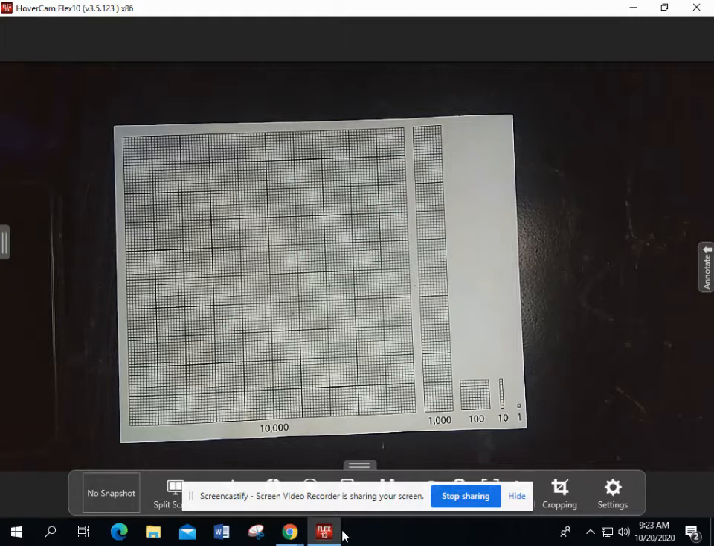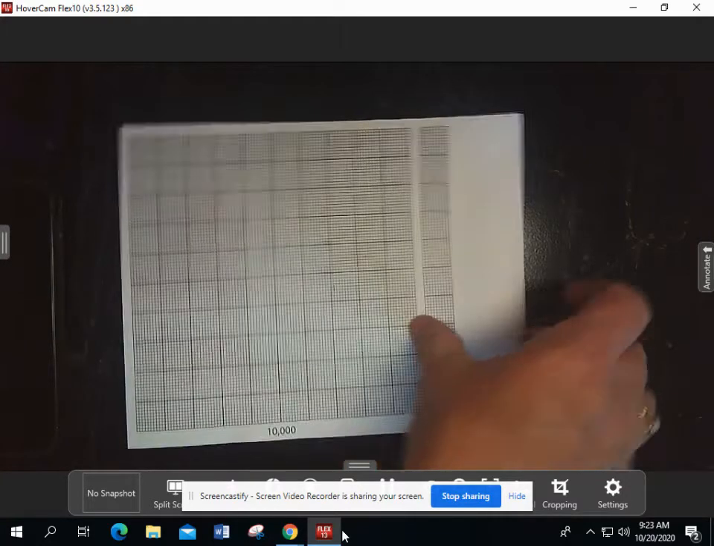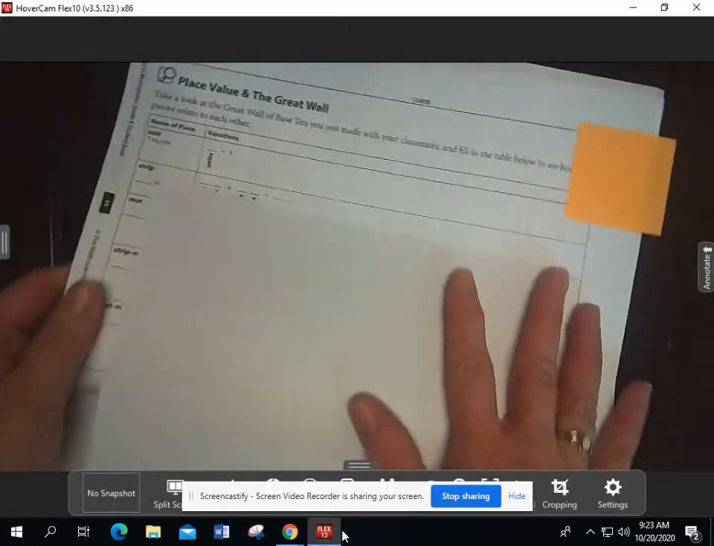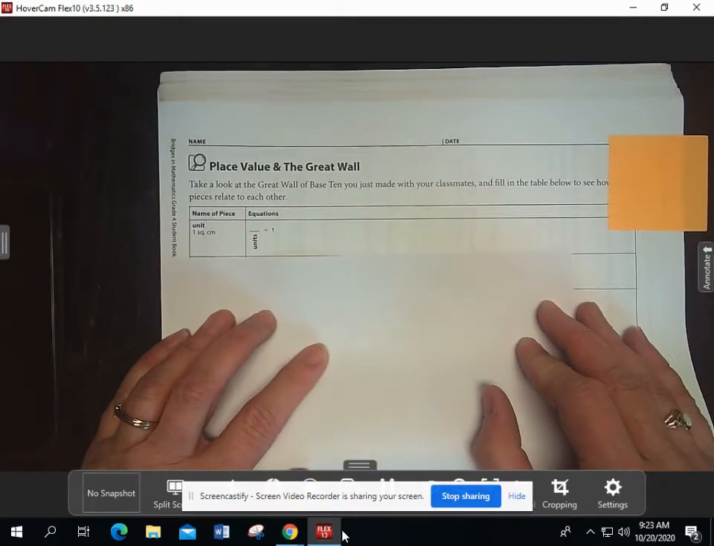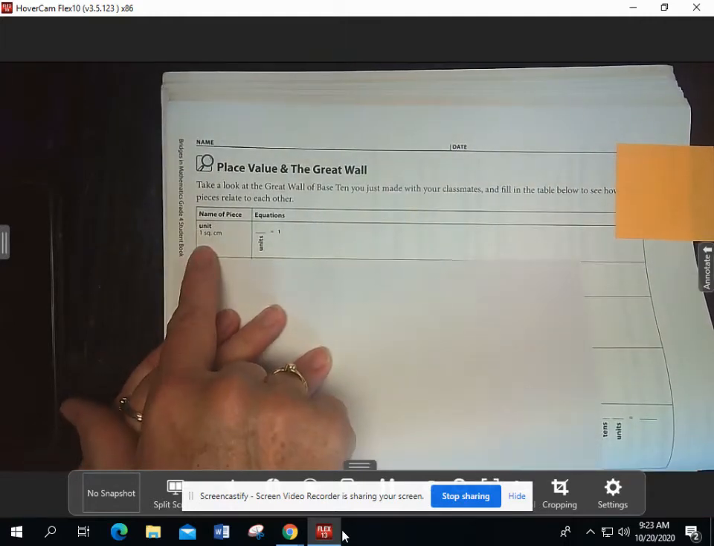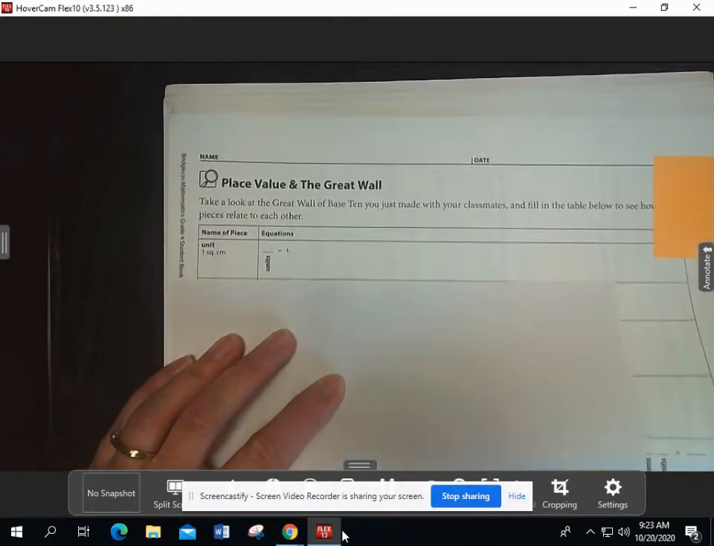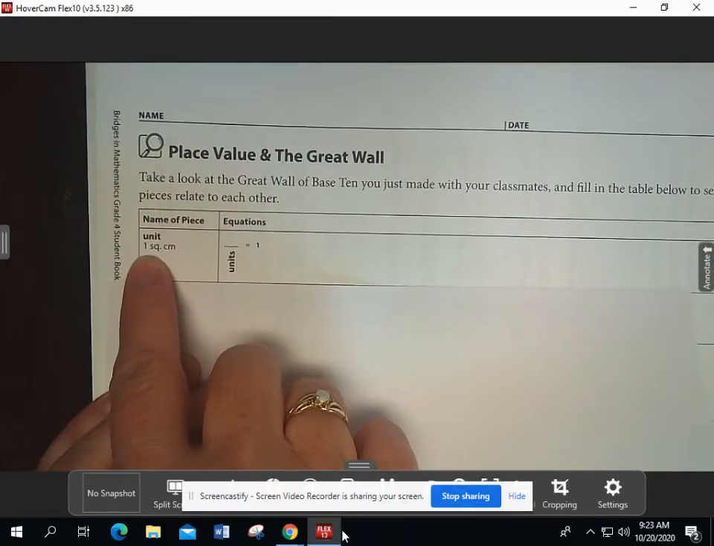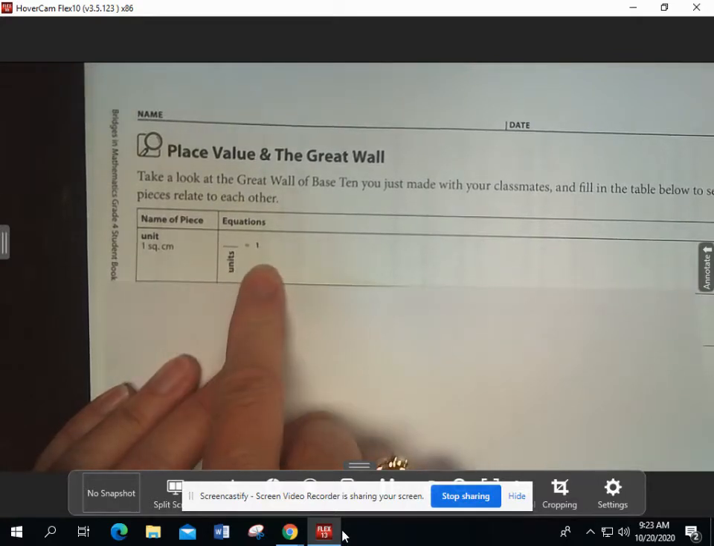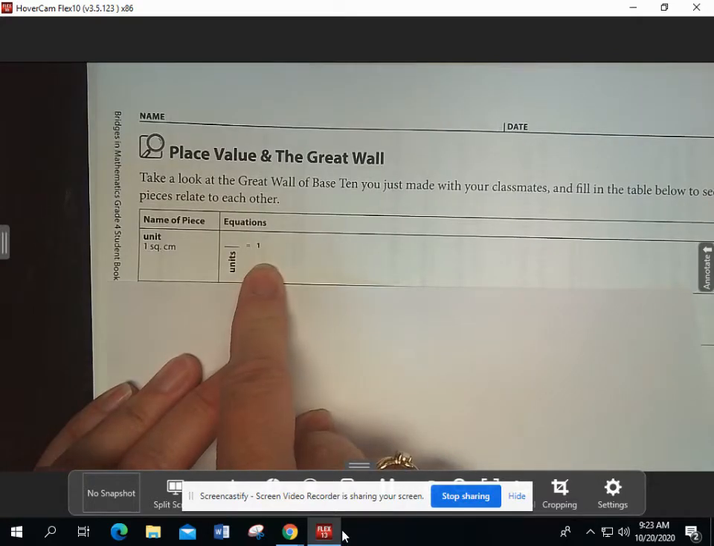Now, there's a part of this that you really couldn't see well. But it just so happens that we do have something very similar to that in our workbook. Before you get to see it, I'm going to show you what this is. With the teeny tiny little square centimeter, we understood that we had 1 square centimeter, and, well, 1 equals 1, right? Does that make sense? Okay, 1 equals 1.